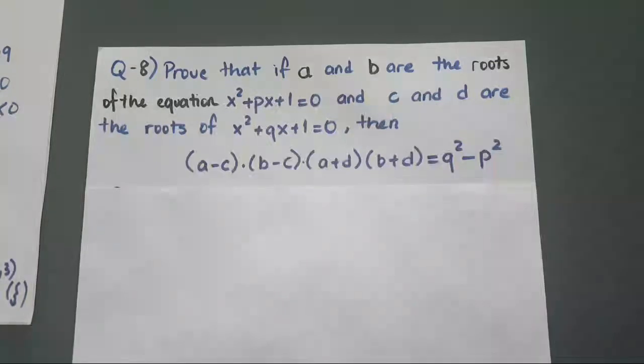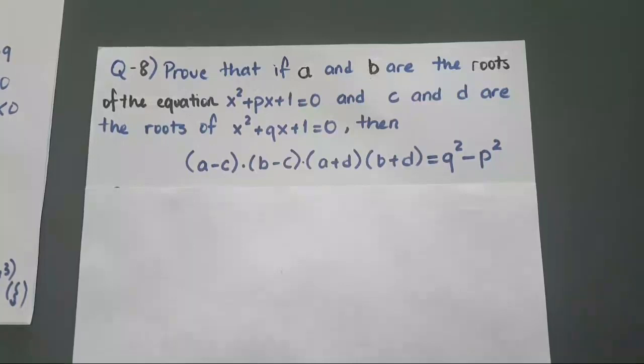Yeah, for both, the product is 1. What about the sum of the roots? A and B, C and D, what are they? Yes, negative P and negative Q are the sums of the roots respectively. A and B is negative P, C and D is negative Q.